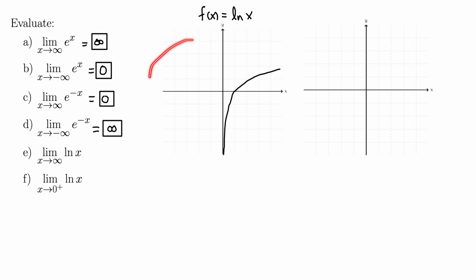As x goes to infinity, note that the function natural log of x is slowly rising, but rising nonetheless. So this function does approach infinity as x goes to infinity. So part E is infinity. And for part F, as x goes to 0 from the right, we can look at our graph and we're clearly going down towards negative infinity. So that gives us negative infinity for part F.